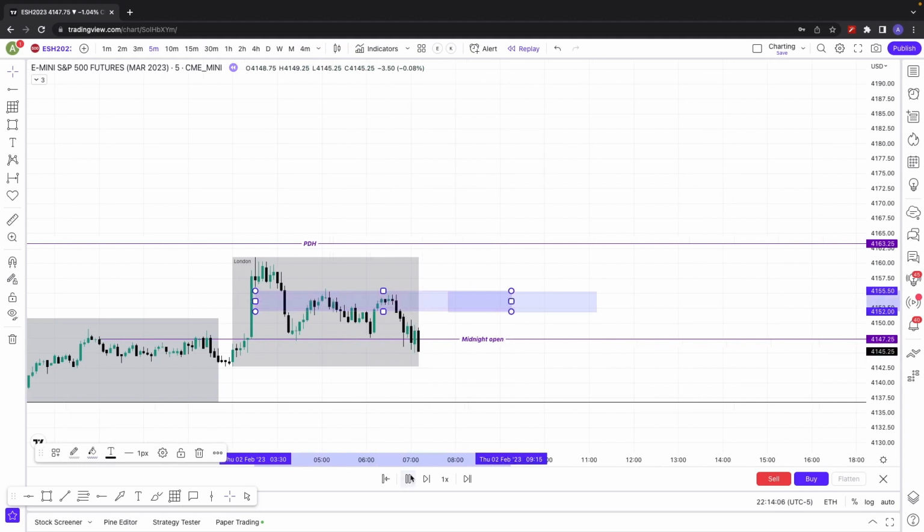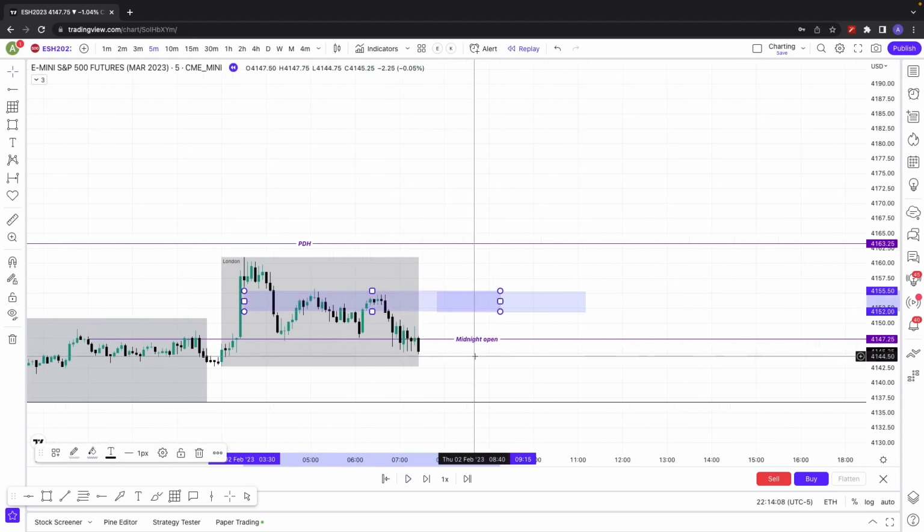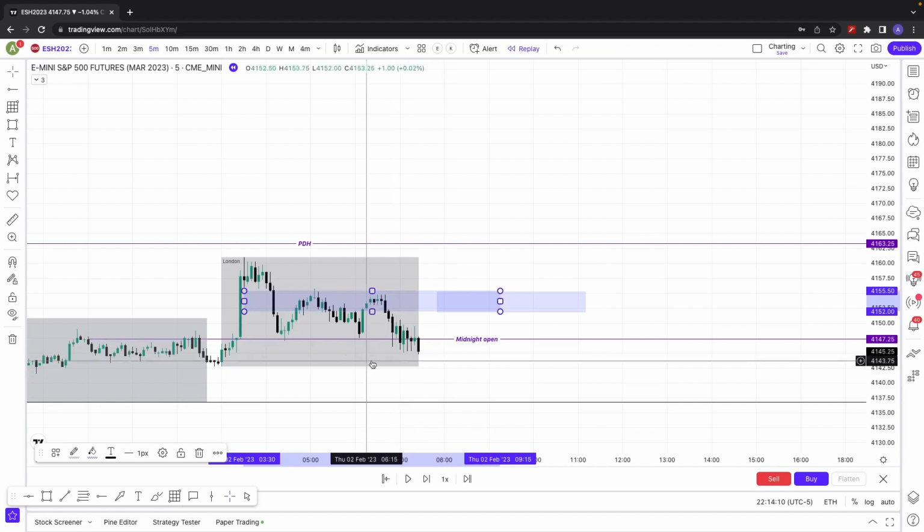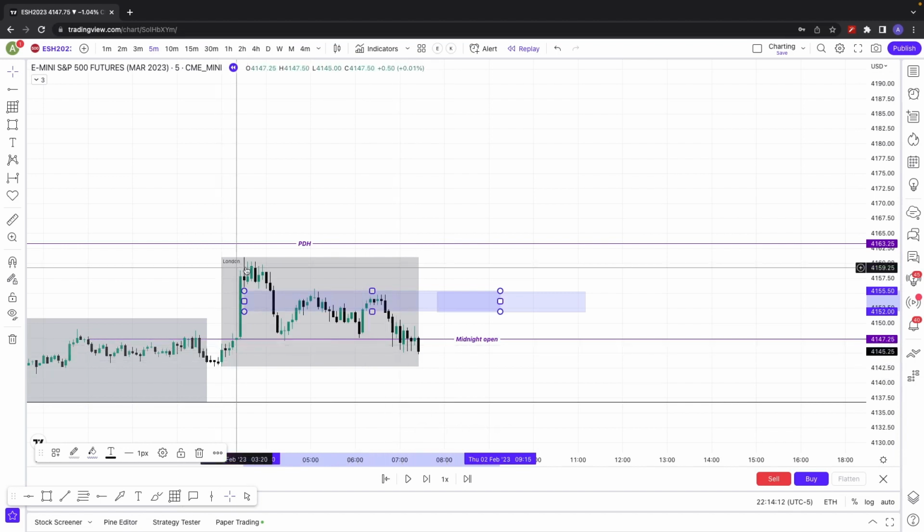Okay, now let's pause this. Okay, now we just had London take us up using midnight open almost as a support area right here, and then we come down here and we have this barcode pattern under midnight open. So that's something to note. If you were playing in London, this is right at the open of the New York kill zone.